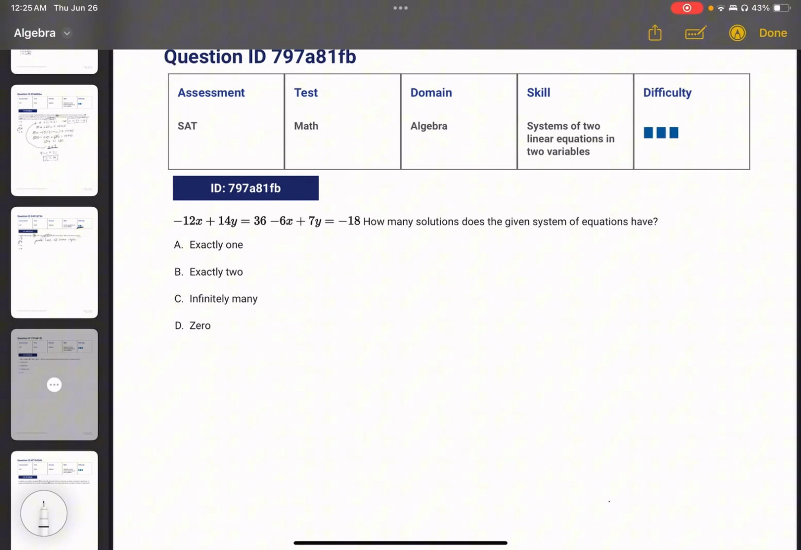And if you haven't noticed, we're only doing medium and hard problems throughout this whole series. Looking at this next problem, we have a system of equations. How many solutions does the given system of equations have? We have negative 12x plus 14y equals 36. I'm going to put it into the y equals mx plus b form. So we have 14y equals 12x plus 36.